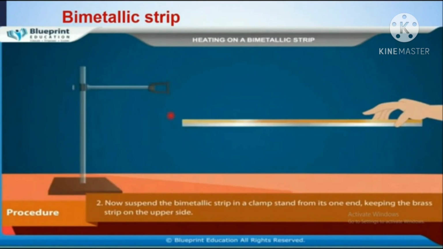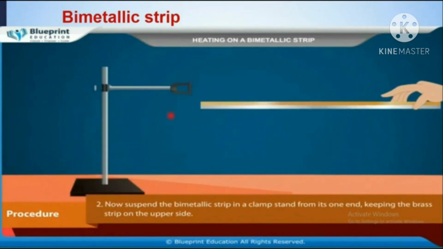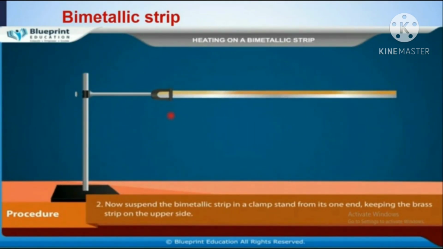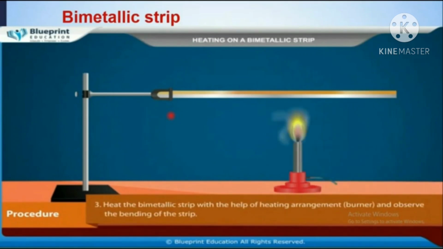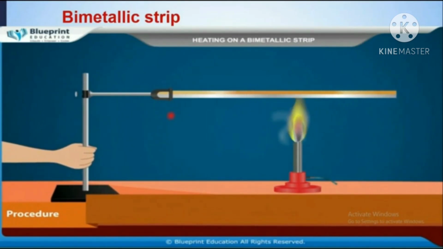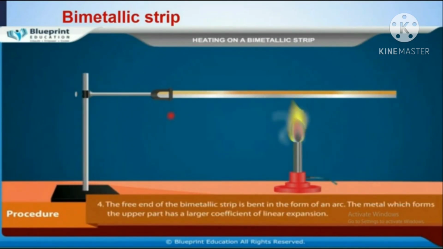Bimetallic strip. This strip is made up of two different metal plates. One is invar, another is brass. Working principle: at room temperature, they are in a straight position. When the strip is heated, brass will expand more as compared to invar. Due to this unequal expansion, the strip will bend. The brass takes the outer edge of the bend and invar takes the inner edge of the bend.